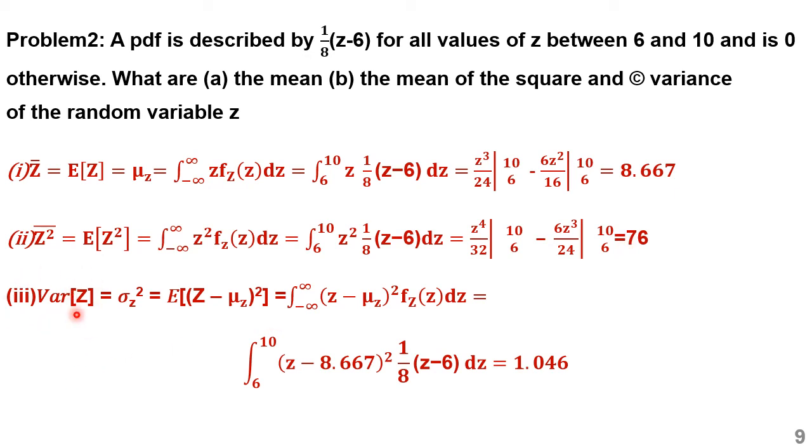Third one, the variance of z, it is sigma z whole square. We take (z minus mu z), so mu z we have already got as 8.67, (z minus 8.67) whole square multiplied by fz of z, and the entire thing needs to be integrated with respect to z over the interval 6 to 10. When we simplify this, we get the answer as 1.046.